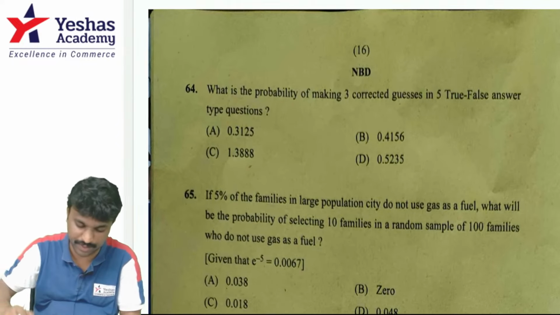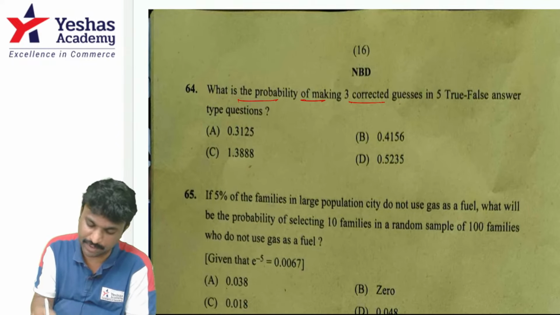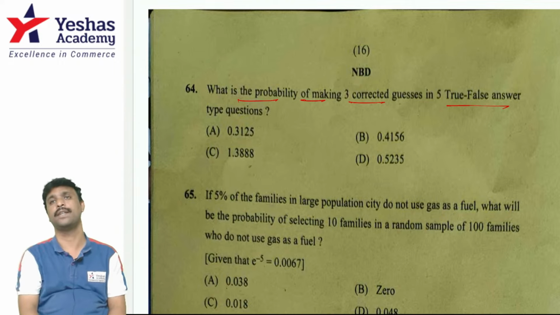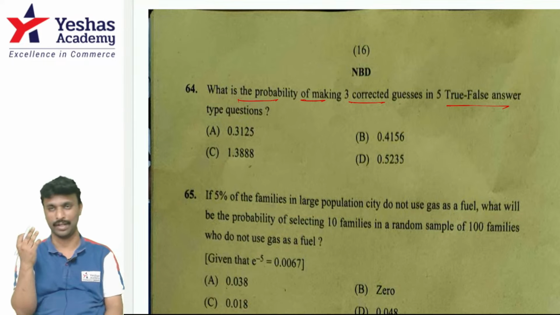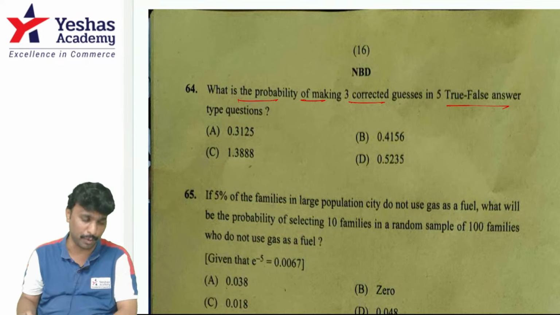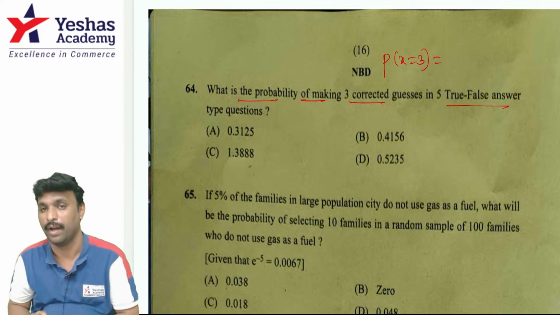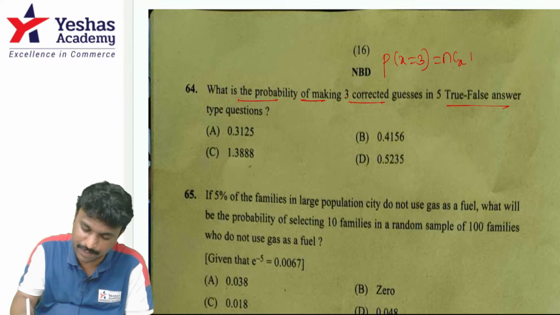Moving on to the next question, 64. What is the probability of making three correct guesses in five true-false type questions? In true-false type questions, there are only two outcomes. It can be true or it can be false. So we have to use the binomial distribution. So P of x equal to 3 is what I have to find. So it is nCx, p power x, q power n minus x.